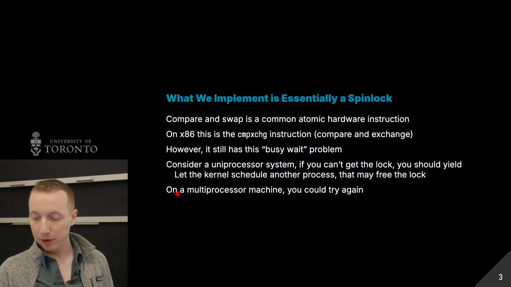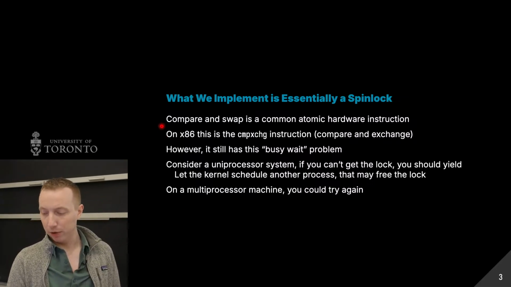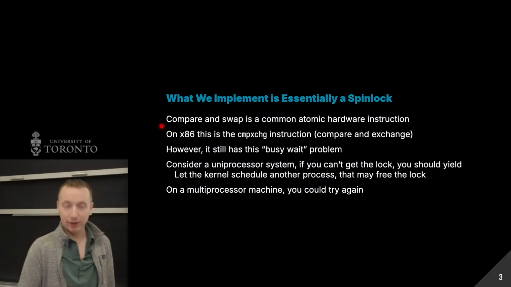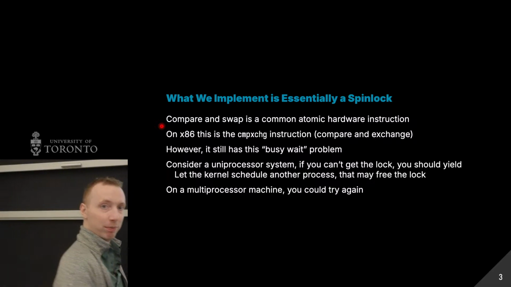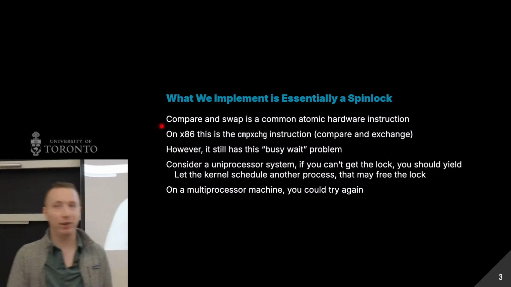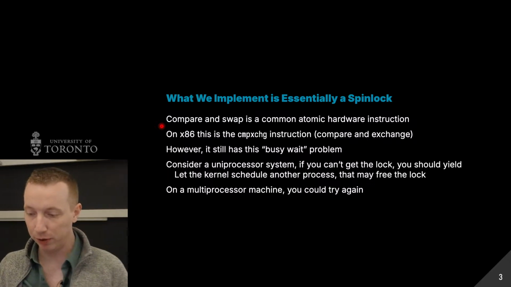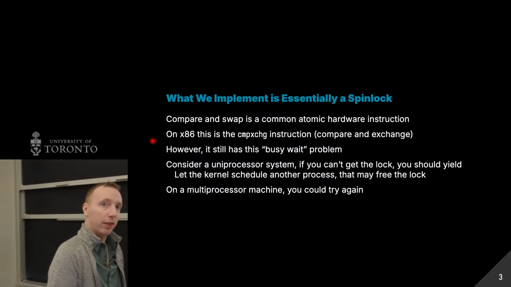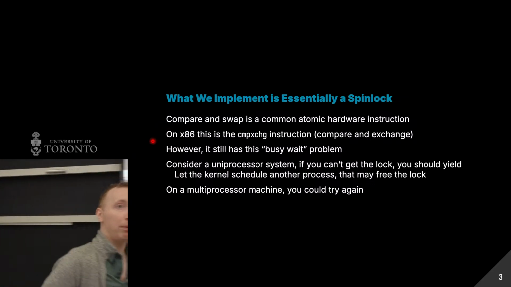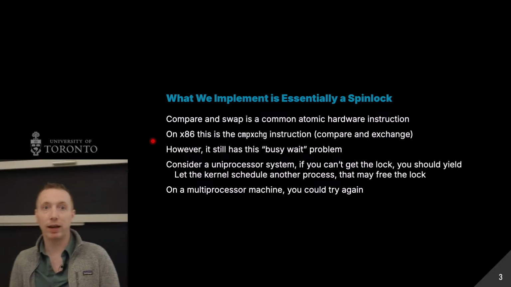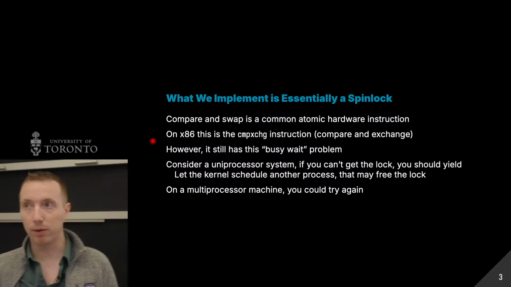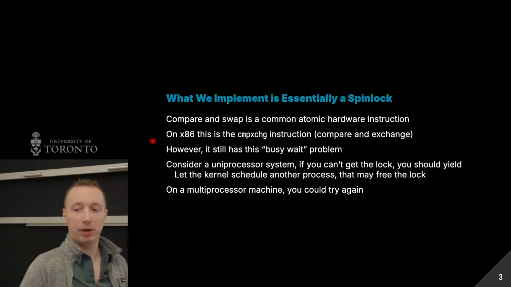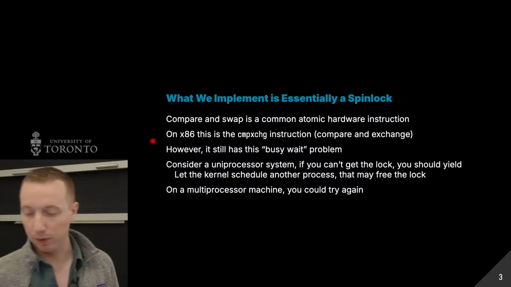So that compare and exchange, or compare and swap, is a very common atomic hardware instruction. On x86, it's called cmpxchg, short for compare and exchange. Again, they have to make things very short for some reason, I don't know why. So this implementation still has a busy wait problem. That means that while a thread is trying to acquire the lock, it's just constantly wasting our CPU trying over and over and over again.